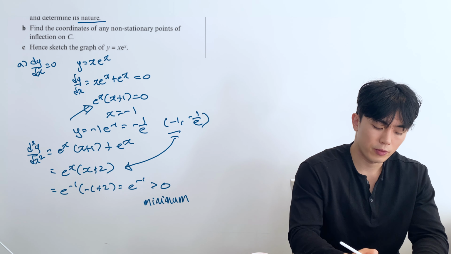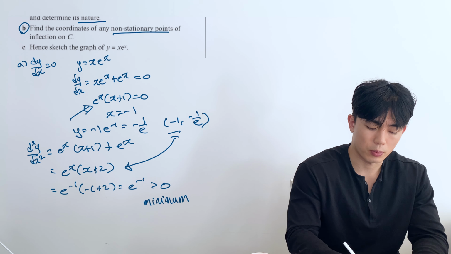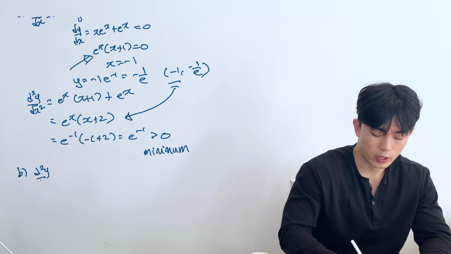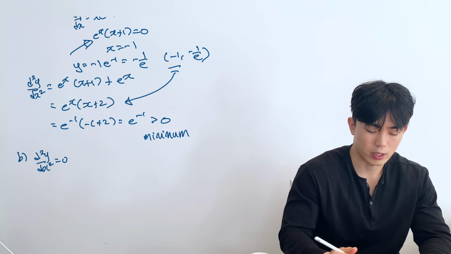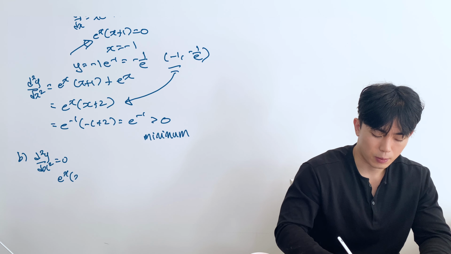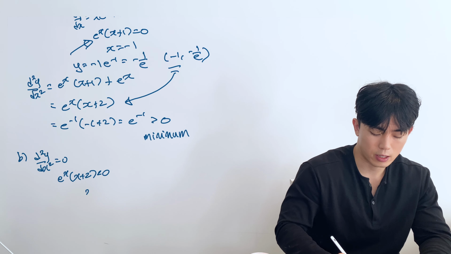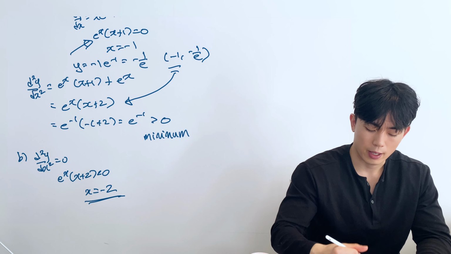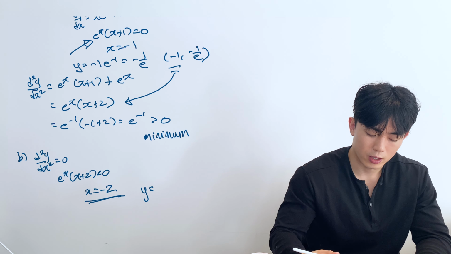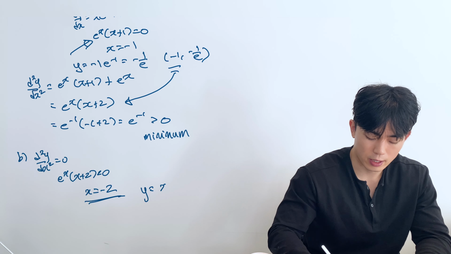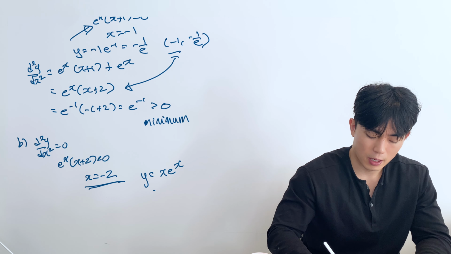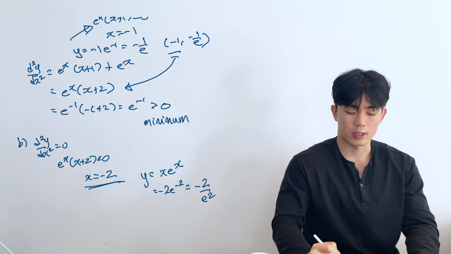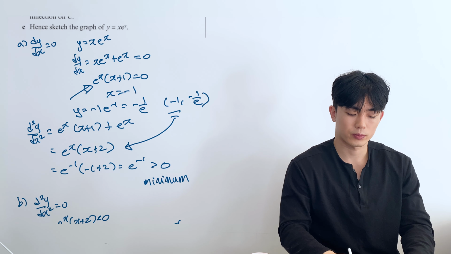Right. B, find the coordinates of any non-stationary points of inflection. So once again, we just have to equate the second derivative equal to 0 and find any x values when it's equal to 0. So e to the x, x plus 2 is equal to 0. So x is going to be negative 2. So this point here is going to be a point of inflection. If I was to find the y value, I just plug it back into the y equation. So y is x e to the x, right? So it's going to be minus 2 e to the minus 2, which will give me minus 2 over e squared. So this here is going to be a point of inflection.